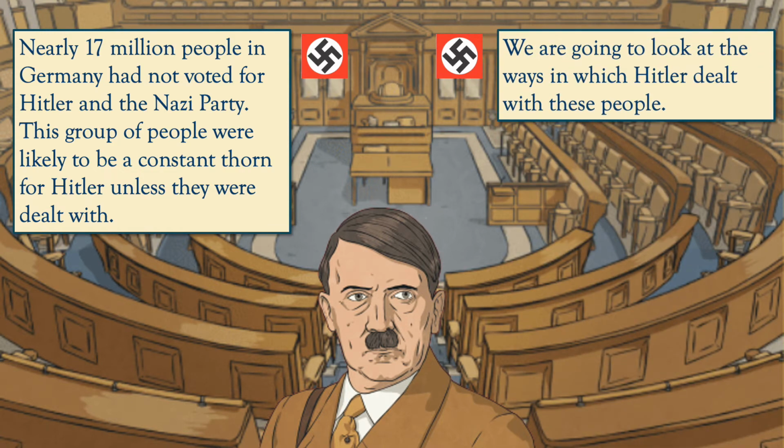Hitler knew that this group of people were likely to be a constant thorn and cause him problems unless they were dealt with. So this week, we're going to look at how Hitler dealt with these people to make sure that they went along with Nazi policies and didn't try to fight against him.